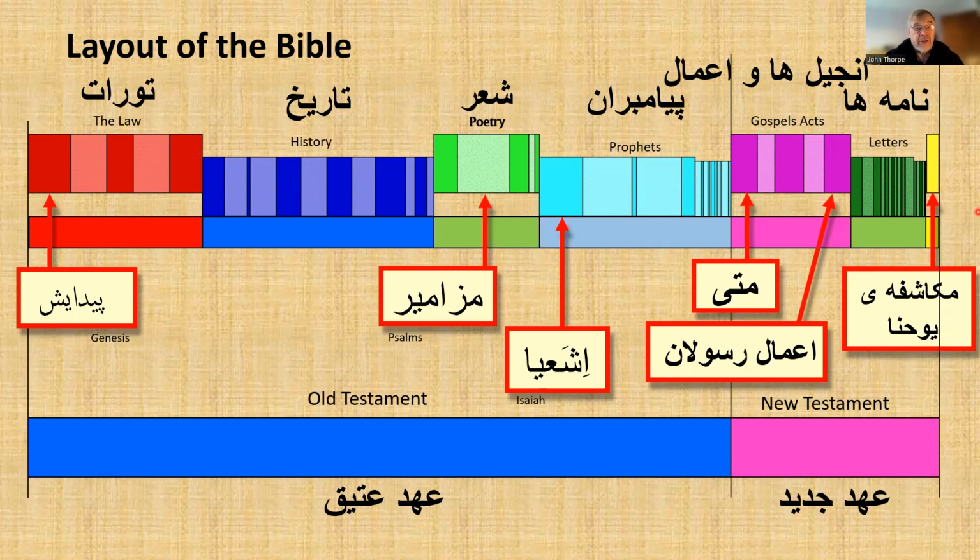Daniel predicts that the Babylonian Empire would fall. Revelation predicts that the Roman Empire would fall.